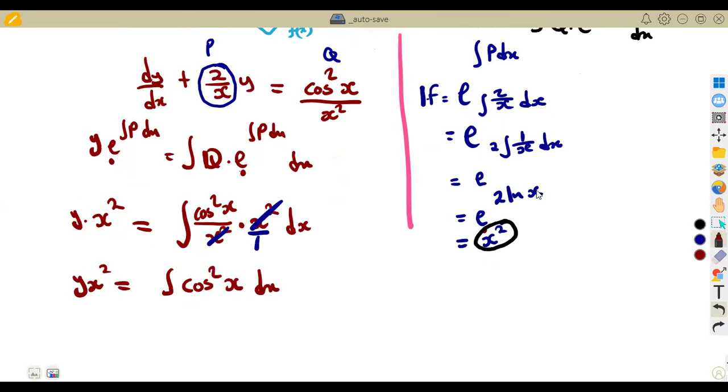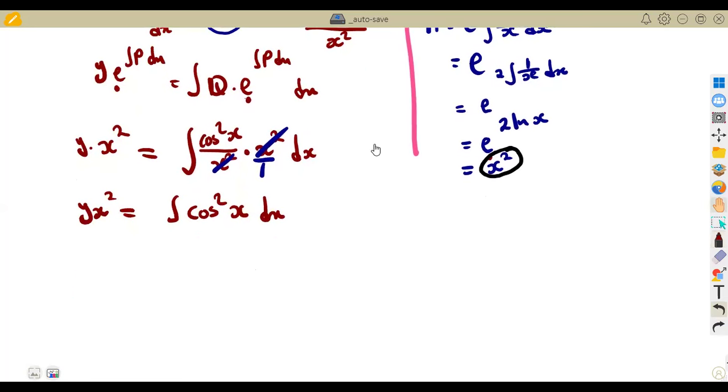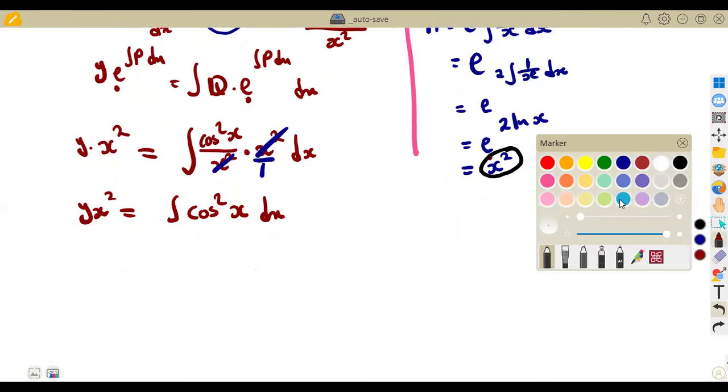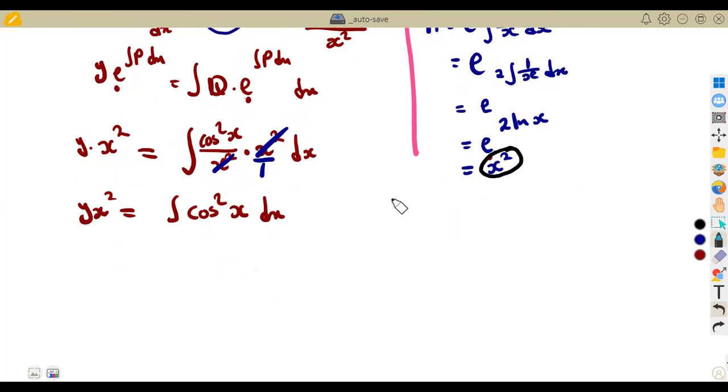And how do you integrate that? That is the question. How do you integrate a cos squared? We are supposed to know this. It's only that I did not insert the formula sheet. But if you check properly from your formula sheet on page number 3, down on the bottom part, you are going to see that the integral there of a cos squared, they wrote it as cos squared ax.